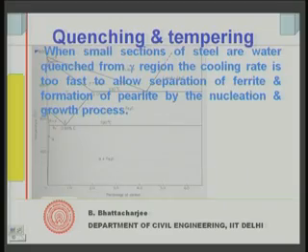Now, what is quenching? When small sections of steel are water quenched from the austenite or gamma region, the cooling rate is too fast to allow separation of ferrite and formation of pearlite by the nucleation and growth process.